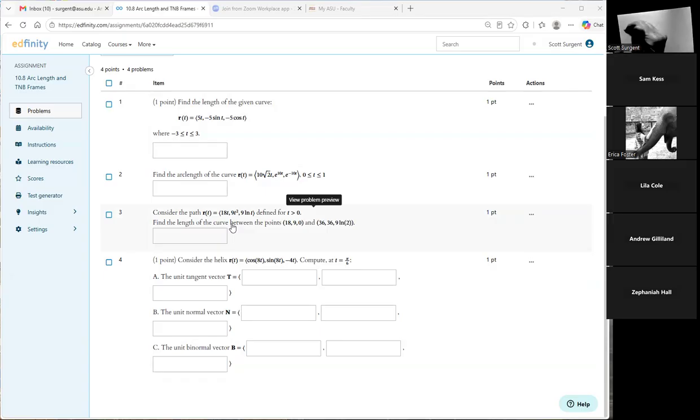So the function for number 4 is r(t) is cos 8t, sine 8t, negative 4t. And we're doing this at pi over 6, which is 30 degrees. And we want to find the unit tangent, unit normal, and the unit binormal. So we want the big T, big N, and big B. So we'll do that here.